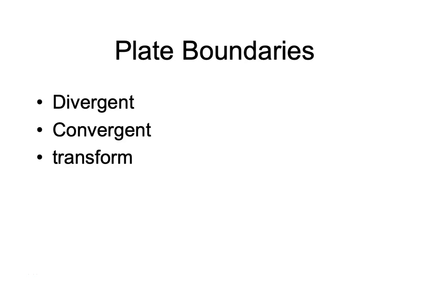Now that you know about the theory of plate tectonics, let's actually describe some of these boundaries. Divergent boundaries move apart from one another. Convergent boundaries is where plates crash together. And a transform boundary describes a boundary where the plates slide past one another.